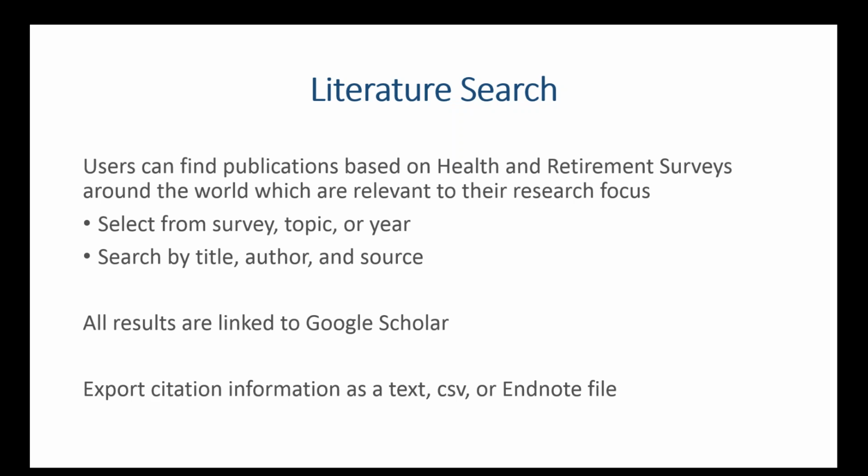And then the last thing that I'm briefly going to talk about is our literature search. Users can find publications based on health and retirement surveys around the world which are relevant to their research focus. You can select from survey, topic, or year. You can search by title, author, and source. All results are linked to Google Scholar, and you can export citation information as a text, CSV, or EndNote file.